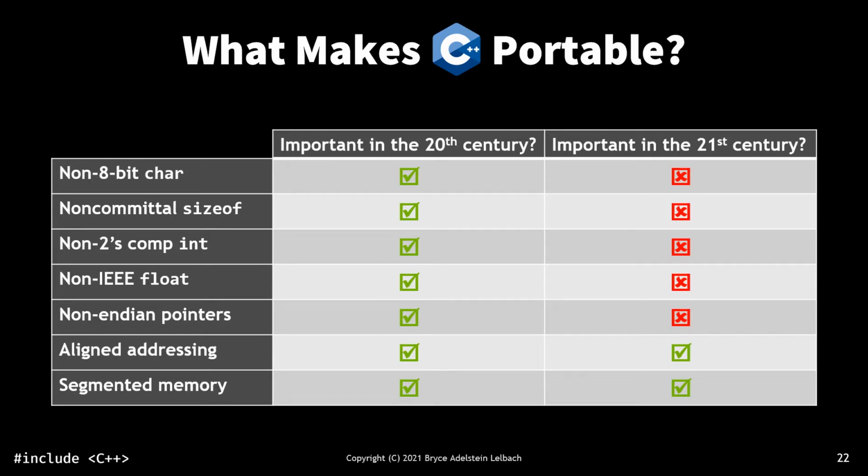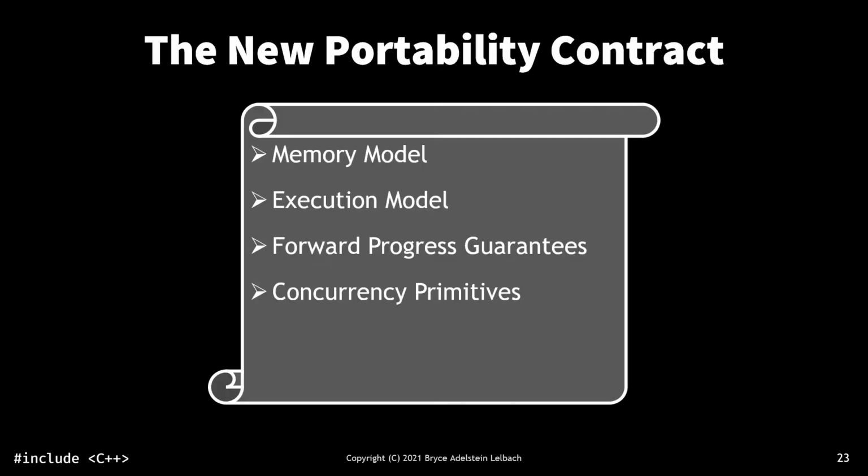What actually makes C++ portable? The answer is concurrency, parallelism, and asynchrony. That's the new portability contract of C++. That's what makes C++ portable today. The memory model, the execution model, and forward progress guarantees are concurrency primitives. They're carefully designed to support essentially any platform, from tiny microcontrollers to server CPUs to GPUs and other accelerators.